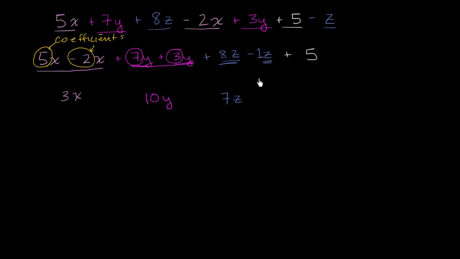And then you could see, oh, yeah, you definitely did add the 2 coefficients, the 8 and the negative 1. But once again, common sense tells you if you have 8 of something and you take away 1 of them, you have 7 of that something. And then finally, you have a plus 5. So we're done. This simplified to 3x plus 10y plus 7z plus 5.